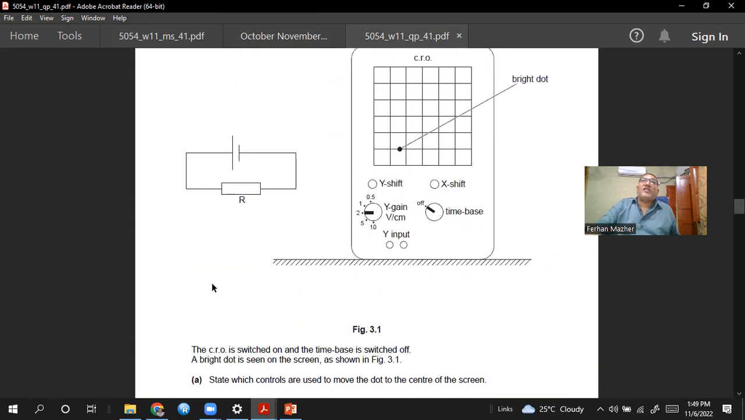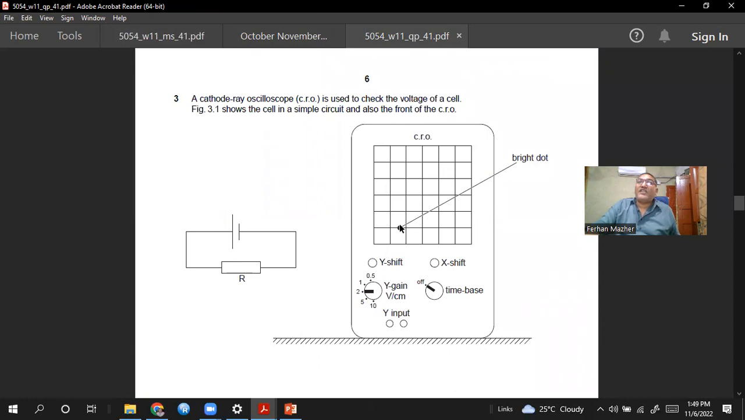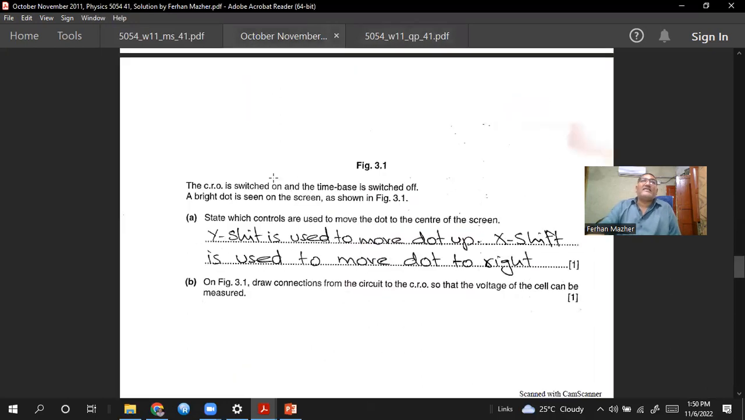So the dot right now is not in the center of the screen. With the help of the Y shift, I can move the dot up and down. With the help of the X shift, I can move the dot right and left. So by using the X shift and Y shift, I can bring the dot to the center of the screen. So this is my answer. Let's see.